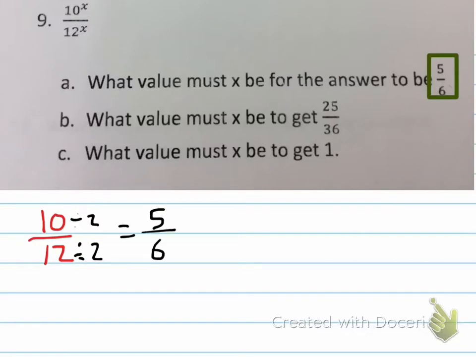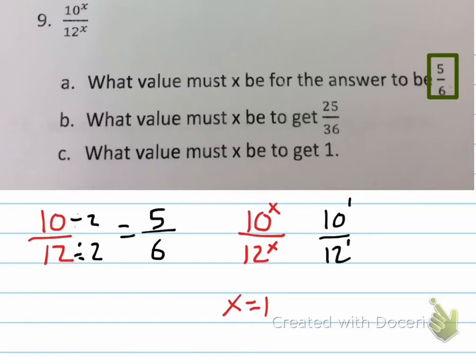So we don't want to change anything. So for this one to work, if I have 10 to some power over 12 to some power, what do I want x to equal? Well, we want it to be 1. So it would be 10 to the 1 power over 12 to the 1 power. So for that first one, it's x equals 1. This one's x equals 2. Try it. And this one's x equals 0.